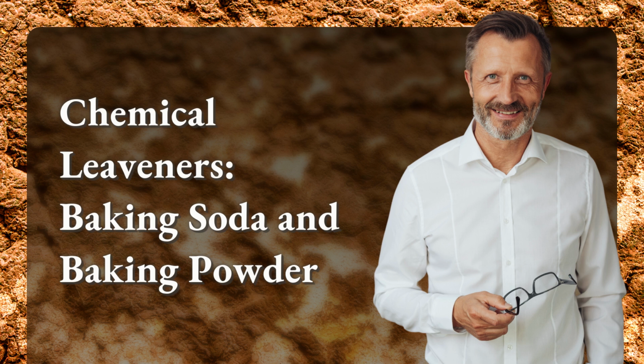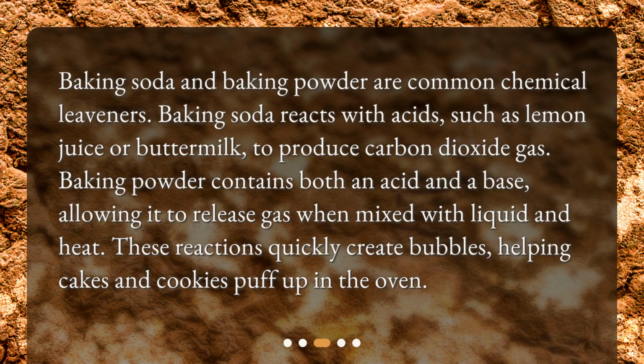Chemical leaveners, baking soda and baking powder. Baking soda and baking powder are common chemical leaveners. Baking soda reacts with acids, such as lemon juice or buttermilk, to produce carbon dioxide gas. Baking powder contains both an acid and a base, allowing it to release gas when mixed with liquid and heat. These reactions quickly create bubbles, helping cakes and cookies puff up in the oven.